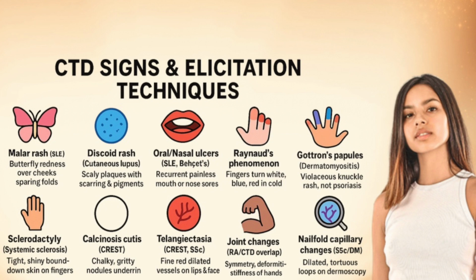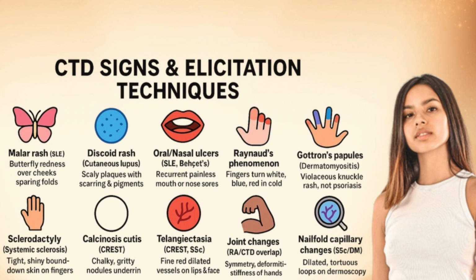3. Oral or nasal ulcers occur in SLE and Behçet's disease. They matter because painless ulcers are a diagnostic criterion in SLE, while recurrent ulcers suggest Behçet's. Ask, do you get mouth or nose sores often? Use a torch and tongue depressor to inspect palate, buccal mucosa, and nasal septum. For example, a young adult with recurrent oral ulcers and genital sores makes you consider Behçet's.